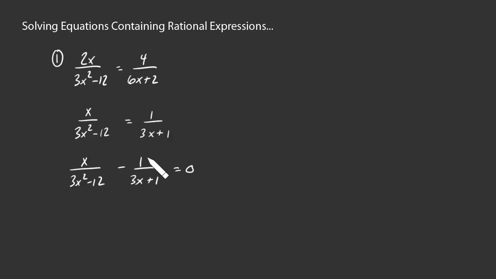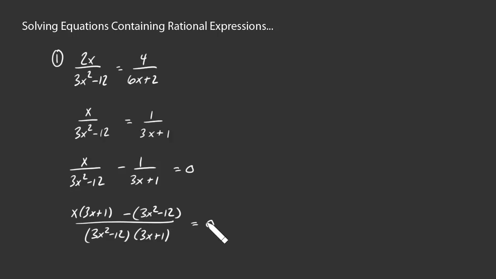And the right term here, I said left side, left term. The right term here, top and bottom, by this guy to get a common denominator. It may or may not be the simplest one. But doing that would give us x times 3x plus 1 minus 3x squared minus 12 in the numerator, and simply 3x squared minus 12 times 3x plus 1 in the denominator.